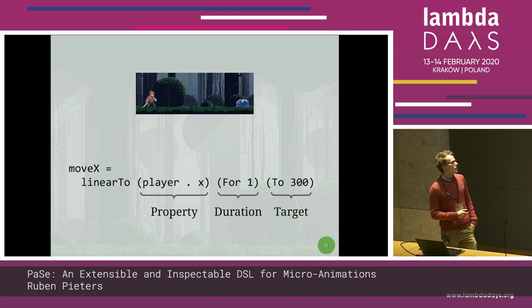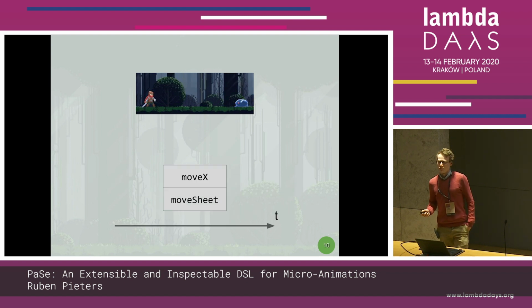And then this is the code counterpart, where the DSL is embedded within Haskell; this is the actual Haskell code that you can use to create this animation. As I said, we have the three inputs. The first one is the property, the player.x value. We have the duration, 1 second, and the target value, 300.